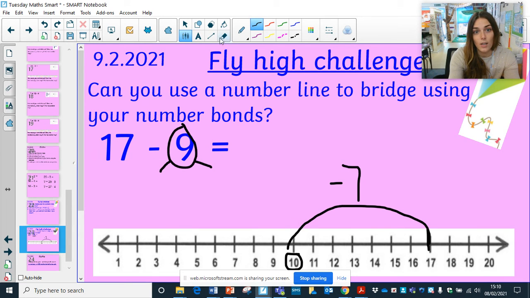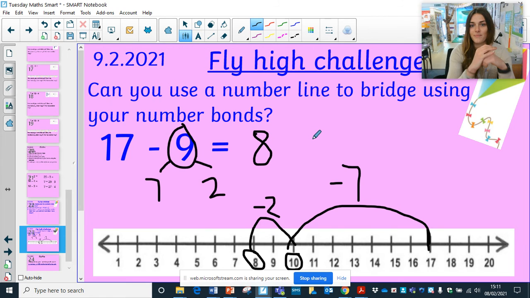So what we then need to do is, once we've taken the 7, what is left out of 9? So if we've taken 7 already out of 9, what is left? So we split that number 9 into 2 numbers. So we've split it into a 7 and a 2. So then we do a jump of 2. So you can either do 2 jumps of 1 or a jump of 2. So if we take away 2, okay, and then our answer is 8.